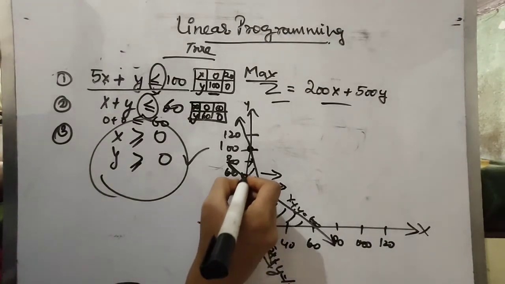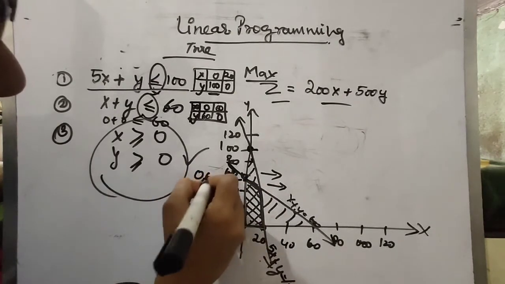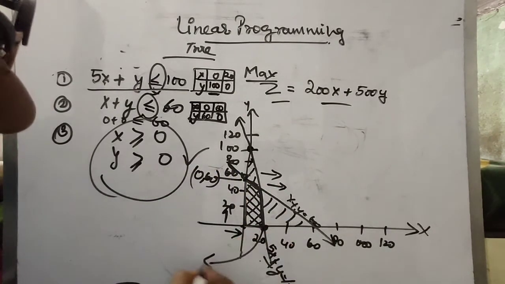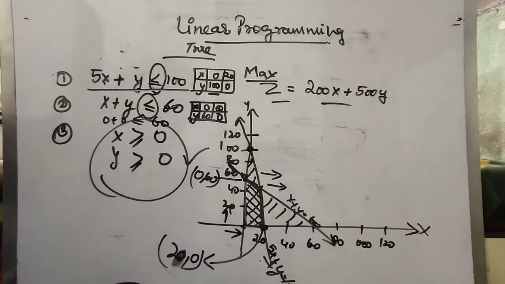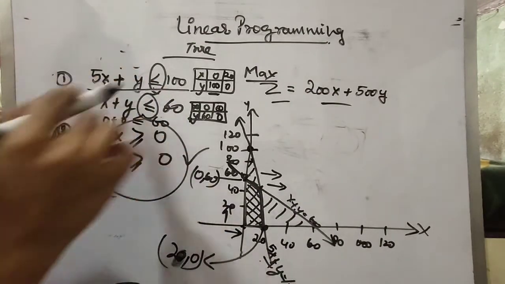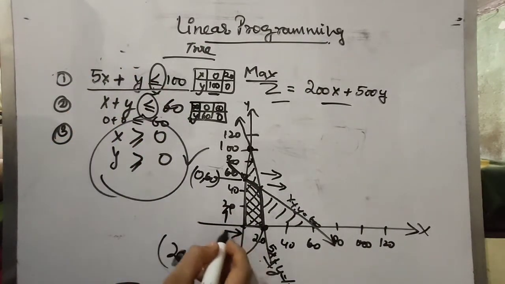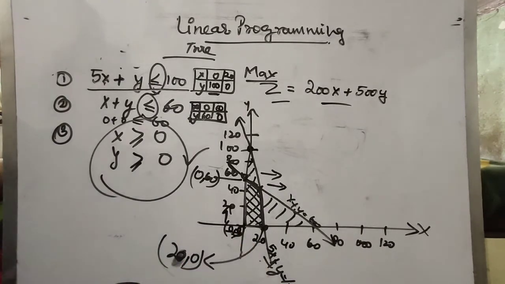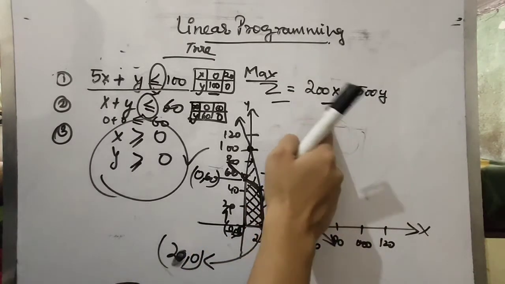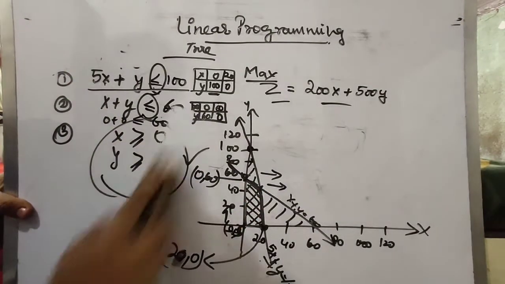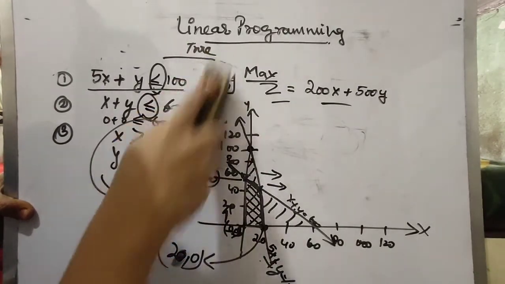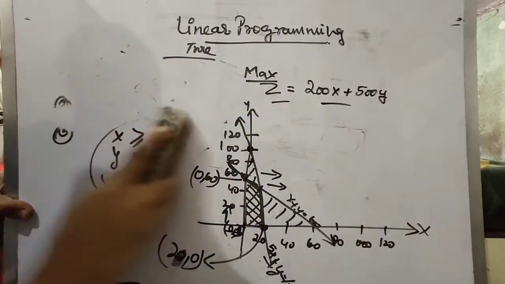Now I have this point, that is (0, 60). I have this point also, that is (20, 0). I don't have this point, so I'll find it by intersecting the equations, and I know that this is the (0, 0) point. Okay, so these four points are the ones we'll use in the constraint to find the values. First of all, I'll find the point of intersection, so that we can solve the equations and find the maximum value.